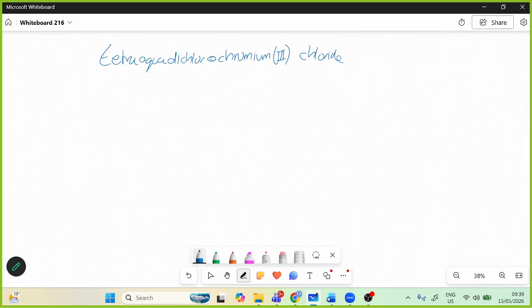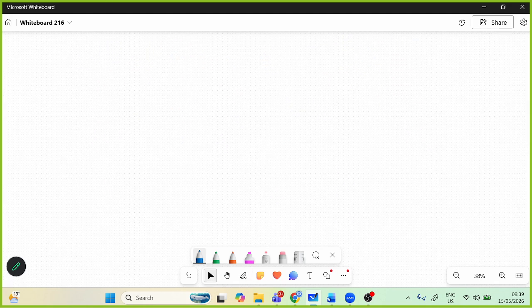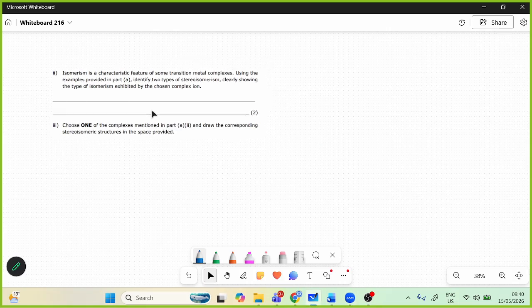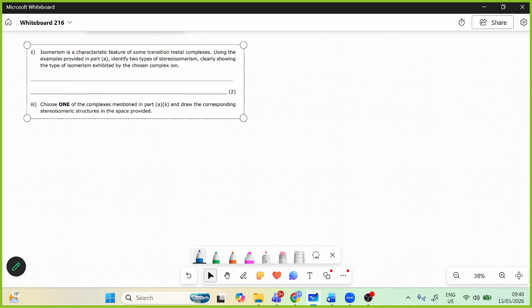The last thing I planned to cover, which was also from last year's paper, was this. Isomerism is a characteristic feature of some transition metal complexes. You have some questions on this. By the way, I think today I gave you quite a bit. To be honest, the transition metals, I found the questions very repeatable.